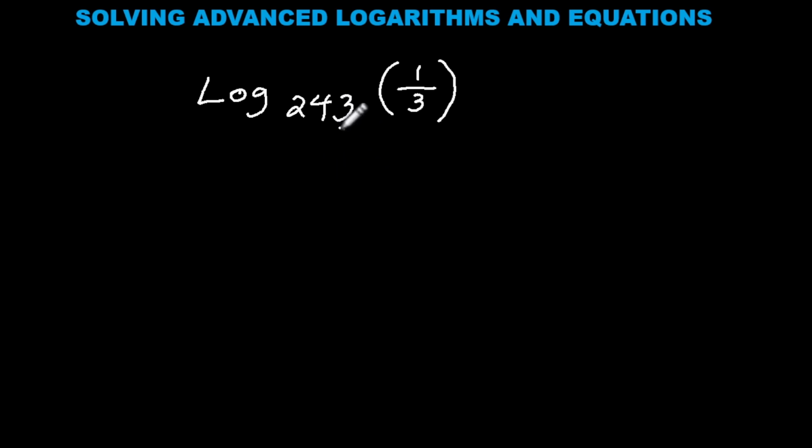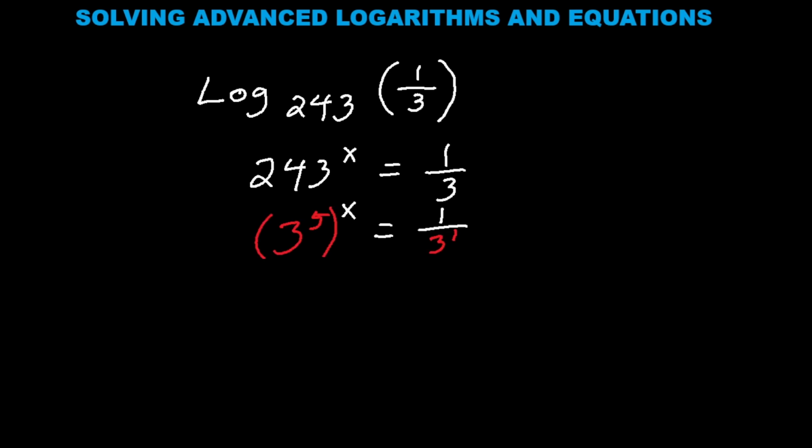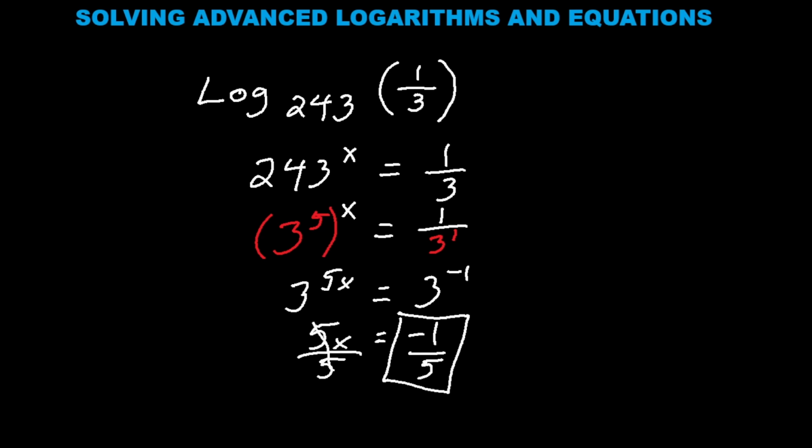For this one, we notice that this obviously is base of 3. So is this a base of 3? And the answer is yes. It's a base of 3 raised to the 5th power. So rewriting both of these in terms of a base of 3 gives us 3 to the 5th power raised to the x equals 1 over 3 to the 1st power. Simplifying on the next line gives us 3 to the 5x power equals 3 to the minus 1 power. The bases are the same, so I set the exponents equal to each other. Then I divide both sides by 5, and I get x equals minus 1/5.